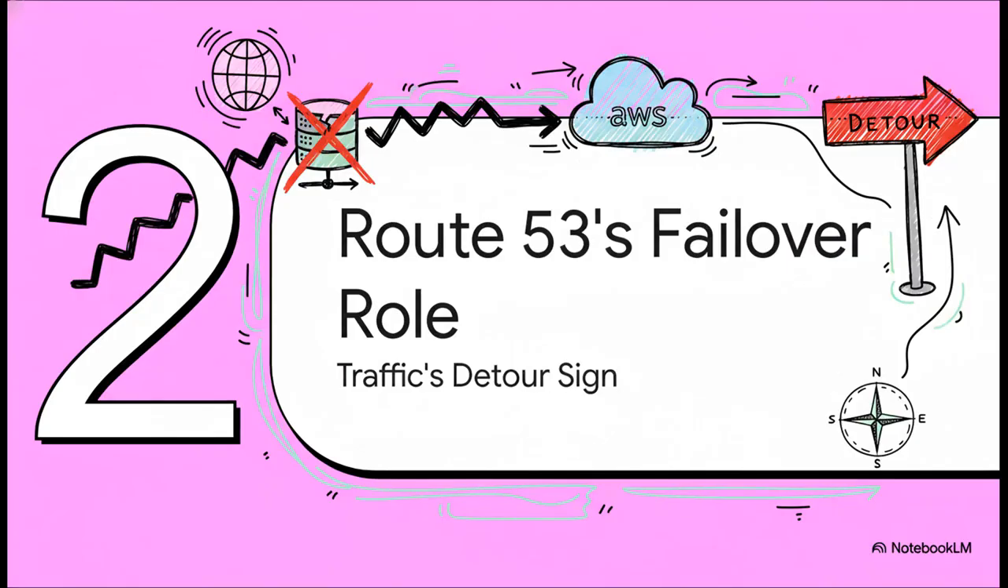Okay, so we get the problem. We need to avoid downtime. So what's the tool for the job? Well, at the DNS level, our hero is Amazon Route 53. I love the subtitle here, "Your Traffic's Detour Sign." That's a perfect way to think about it. When there's a roadblock on the main highway, Route 53 is the traffic cop that instantly puts up a detour sign and guides everyone to a clear, open road.